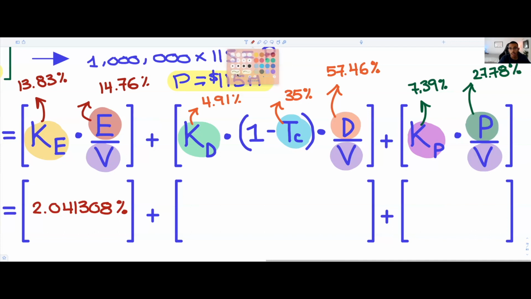Now we could look at our cost of debt. Our cost of debt will be 4.91% times 1 minus 0.35 times 57.46%. Just always making sure that my stuff is inputted correctly. I don't want to give you all any mistakes. So our output is going to be 1.8338.